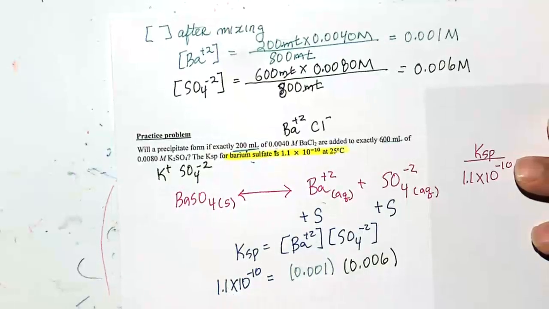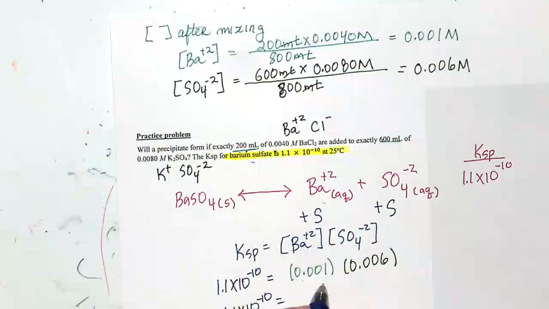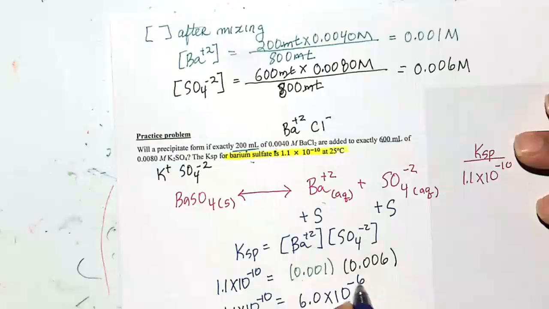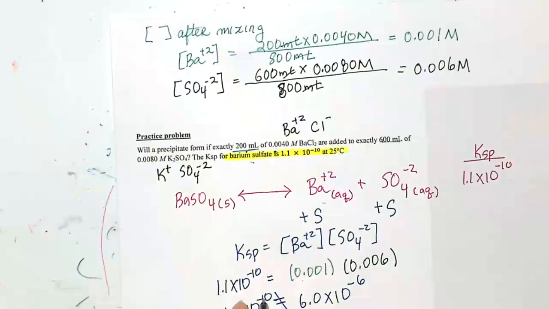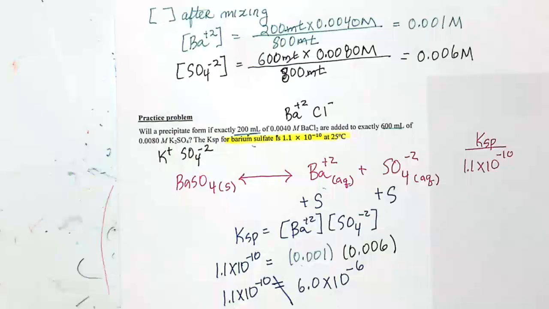All right, I see an issue here. 1.1 times 10 to the minus 10 equals this times this. 0.001 times 0.006 is 6.0 times 10 to the minus 6. Something is not right. They don't equal each other. This doesn't equal the Ksp, so we're not at equilibrium. Which way will the reaction shift to get to its right place? By right place, I mean equilibrium.